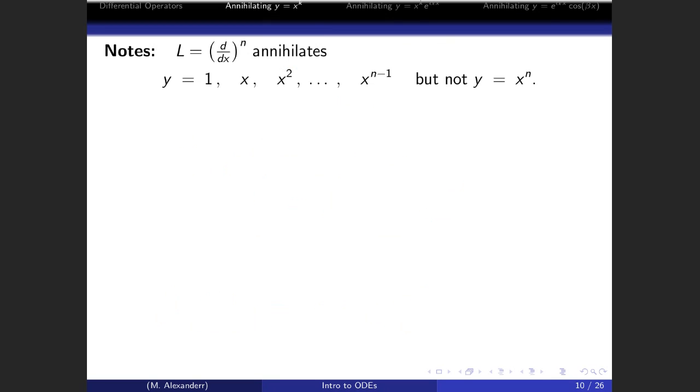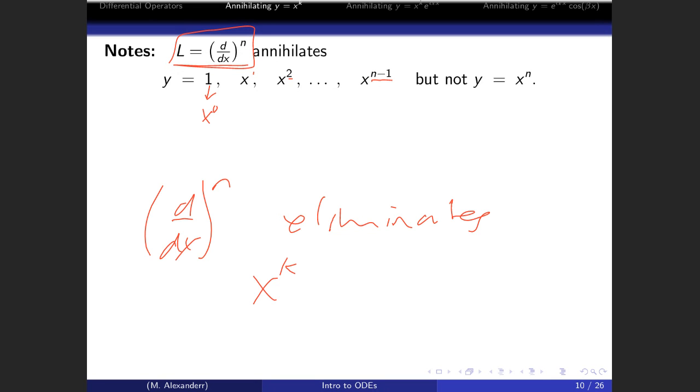All right, so now what about the more general situation? We can say this a little bit more generally. We have this operator, which is the nth derivative, and this nth derivative eliminates all the functions x to a power, where the power has to be less than n. Notice that the 1 is the same thing as x to the 0. So I'll repeat this again: this eliminates x to the k, where k can be 0, 1, 2, all the way to n minus 1. That's what the statement is saying, and I've given you some examples to see how that looks whenever you have a specific n value.